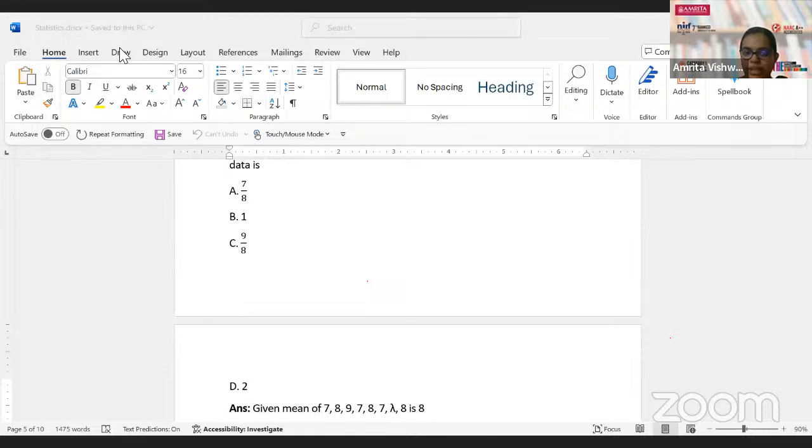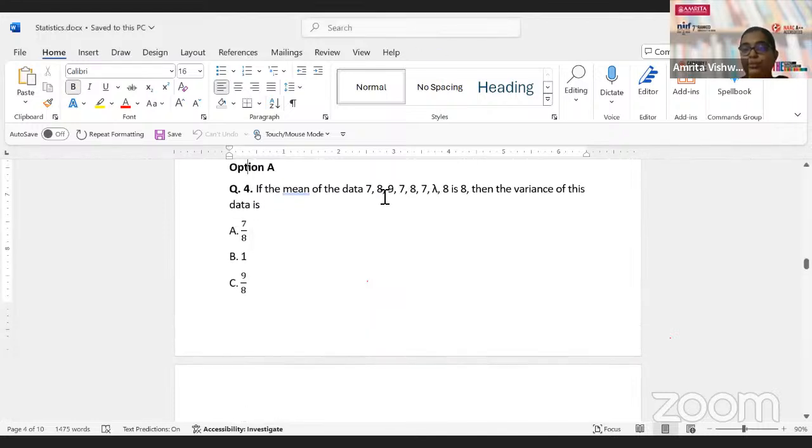Options are 7 by 8, 1, 9 by 8, and 2. I would request all the children to solve this question because it is a very straight, direct question. You just have to use the formula. There is only an unknown part lambda here. You have the mean and all the other terms also, and you know the formula to find the variance. If you have the mean, and you find the unknown value, it's very easy. Find out the variance and give the option. Which one among these is the correct answer?